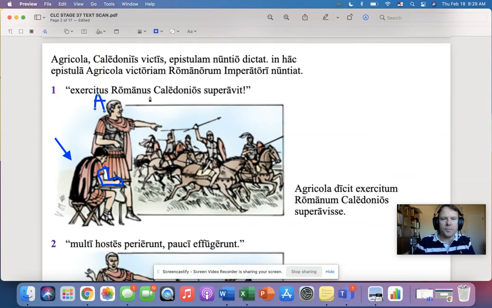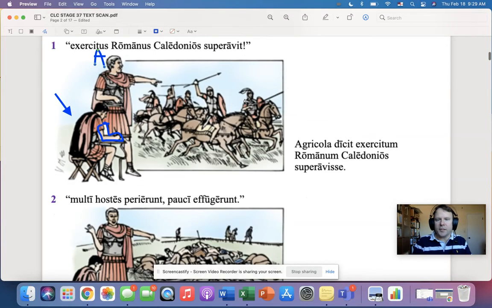Exercitus Romanus Caledonios superavit. The Caledonii are the Scots, so you can translate this as the Caledonians, the Scots, whatever you want. Now let's look at the indirect statement. Agricola dicit exercitum Romanum Caledonios superavisse. So superavit becomes superavisse.